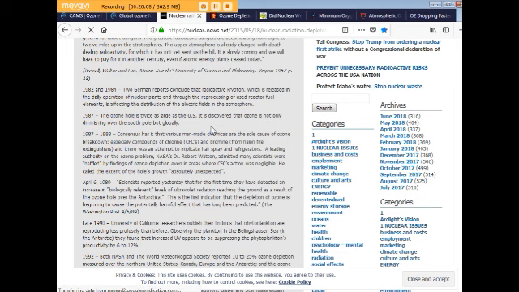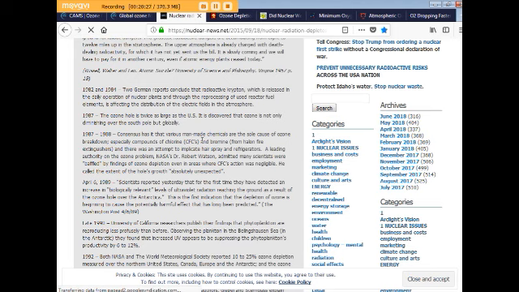1987, the ozone hole is twice as large as the U.S. It is discovered that ozone is not only diminishing over the South Pole, but globally. And see, when they talk about building back the ozone hole, they don't say one word about nuclear.